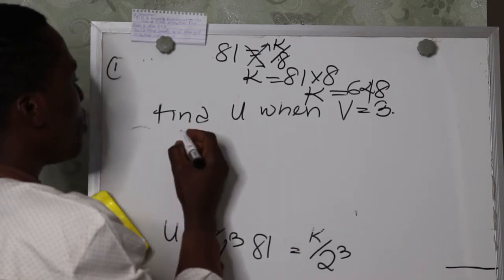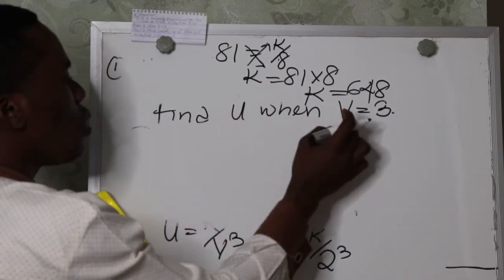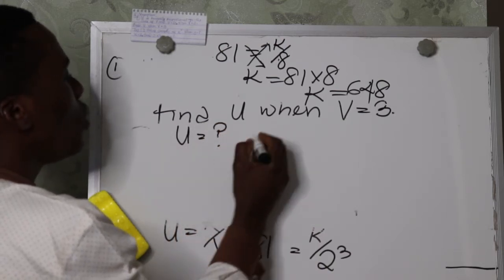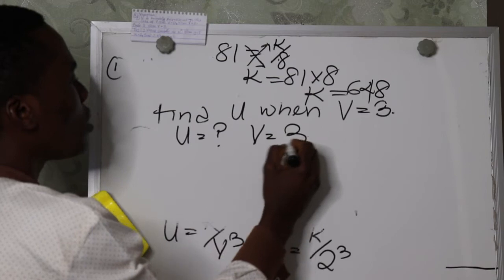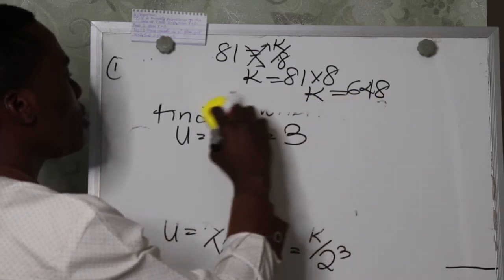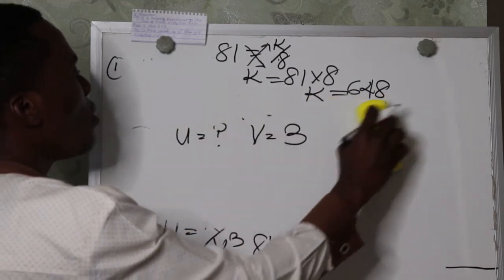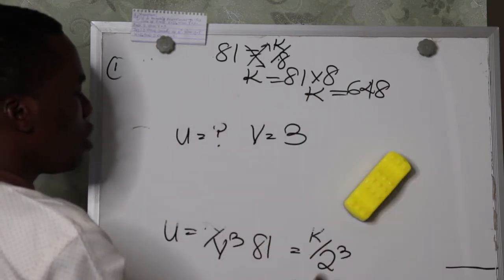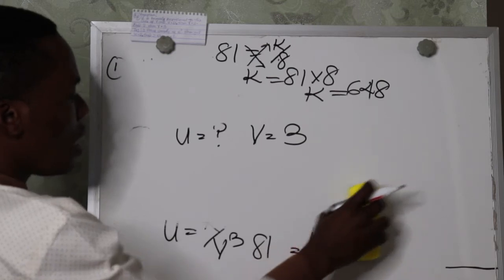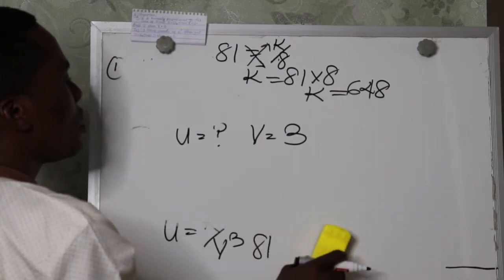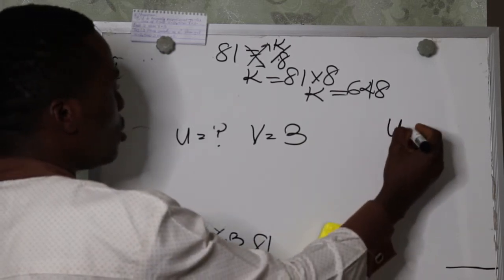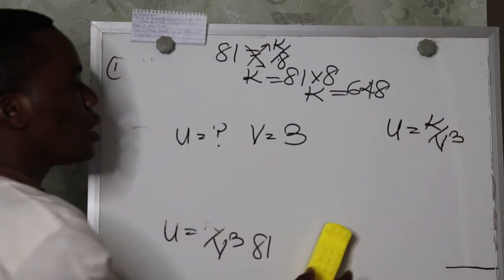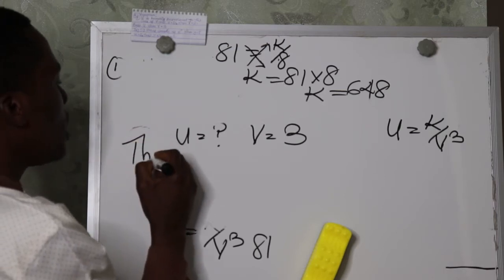Now, remember, we are asked to look for u. We are asked to find u when v is equal to 3. So our u will be equal to, we don't know, while our v is equal to 3. Now, before we find our solution, we want to look at the relationship between these two values. Remember the formula we derived: u is equal to k over v raised to power 3.